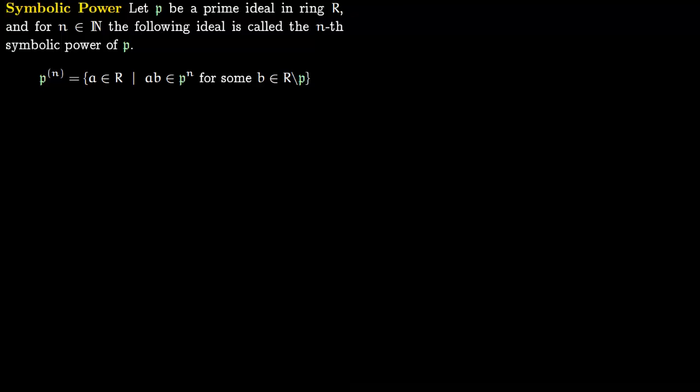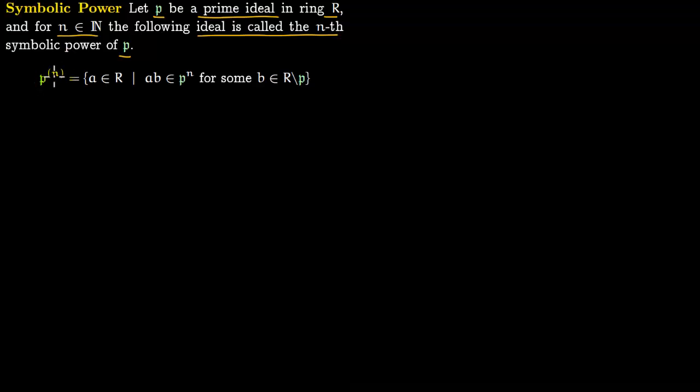In this lecture we discuss symbolic power of prime ideals. So let P be a prime ideal in some ring R and say n is a natural number which is non-zero. Then the following ideal is called the nth symbolic power of this prime ideal P. We write here n in braces like this.